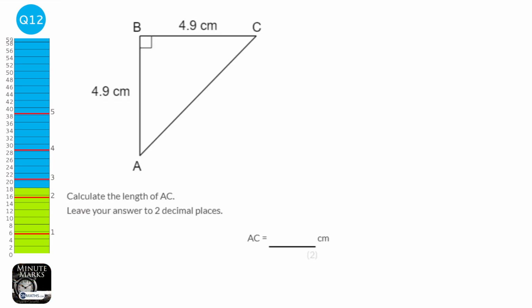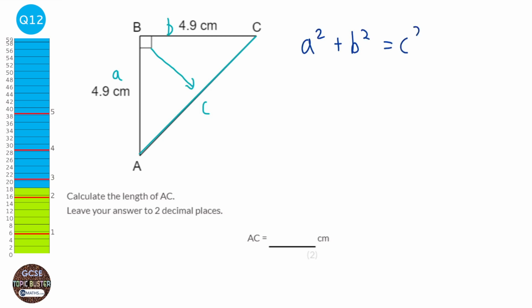So we're given a right angled triangle here, and we're asked to find length AC, which is this length here, and we're given 2 other lengths. So we're going to be using Pythagoras. Pythagoras involves us labelling the sides A, B and C, with C being the one opposite the right angle. And we know Pythagoras is a squared plus b squared equals c squared.